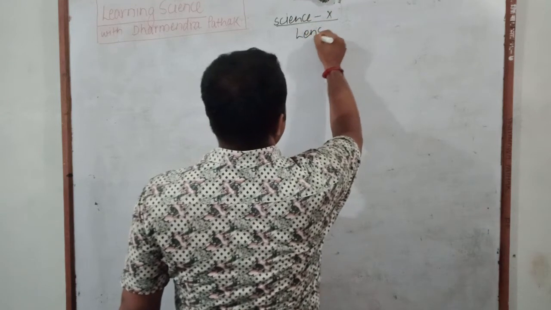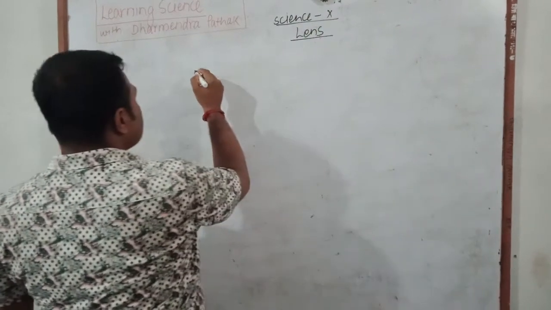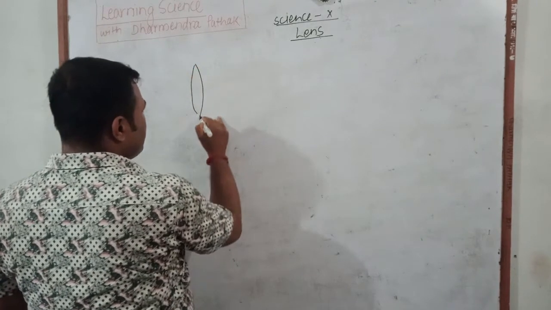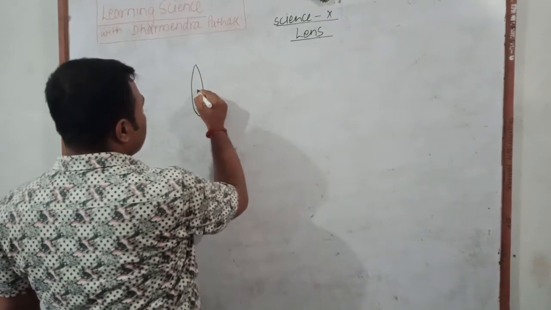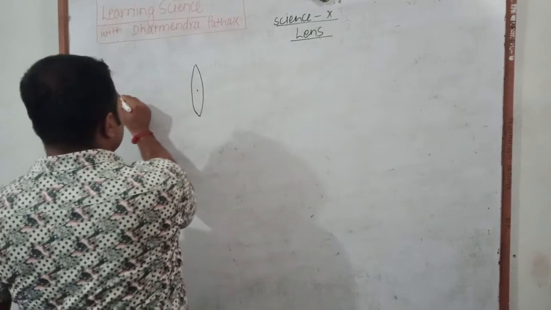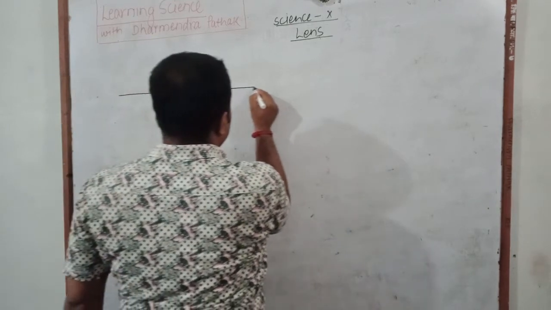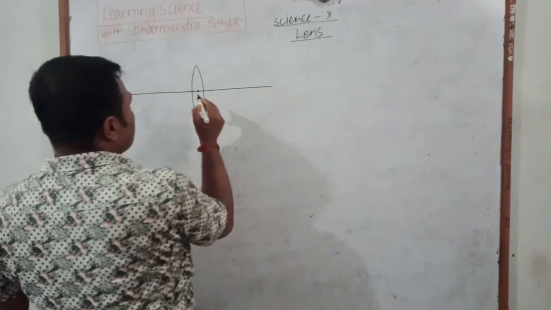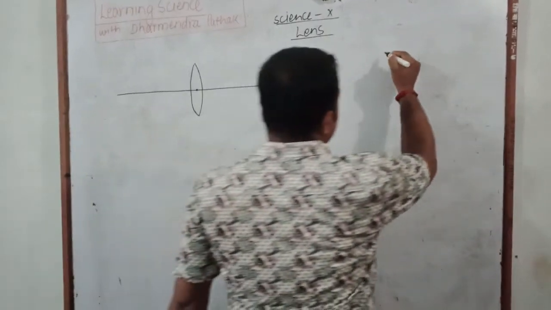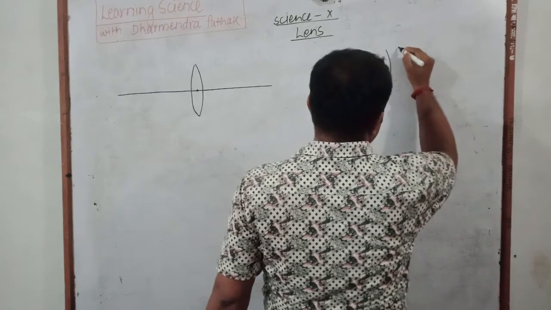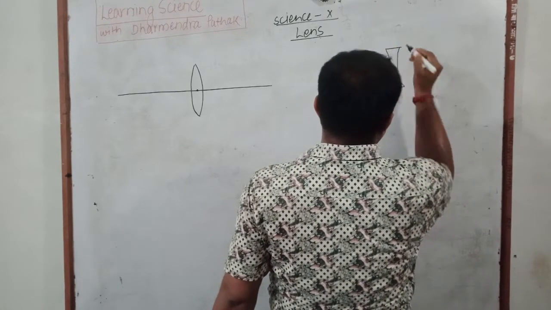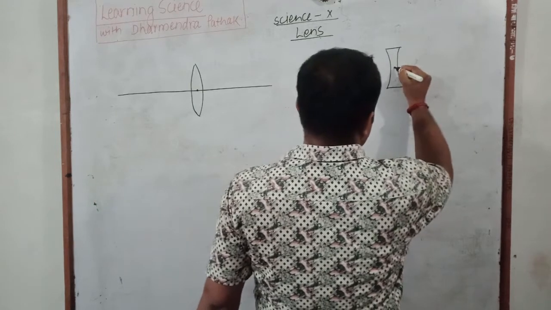A lens mainly has different parts. A transparent medium made up of two spheres, the central part of the lens, and other terms related to lens. In this video we discuss all these terms which are necessary to draw a ray diagram.